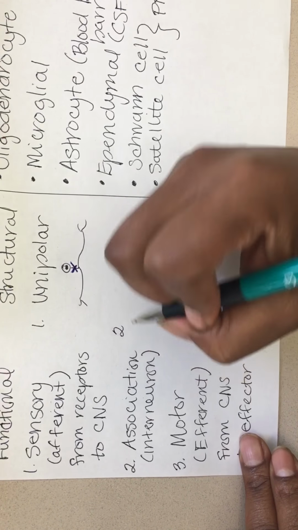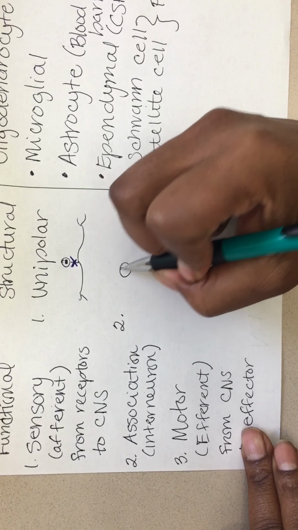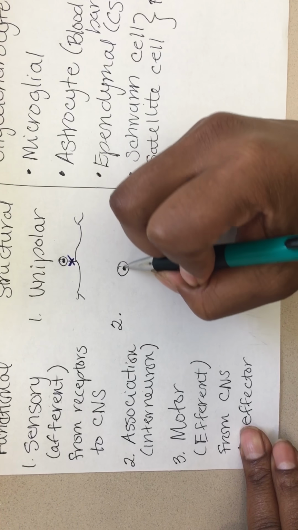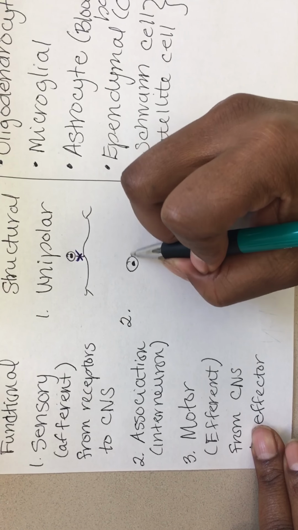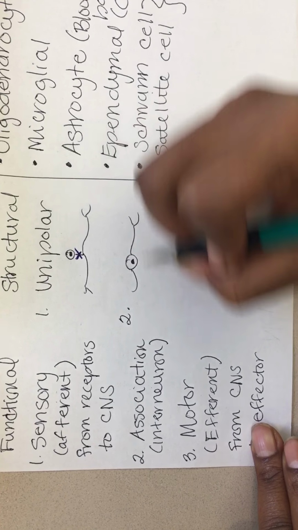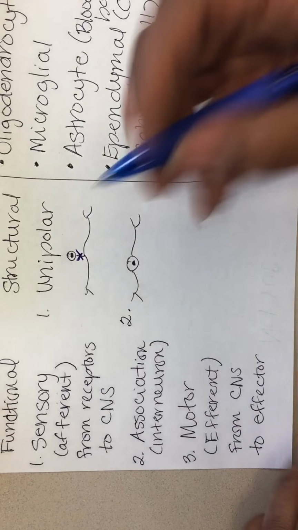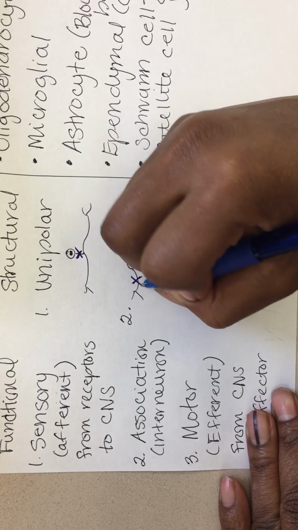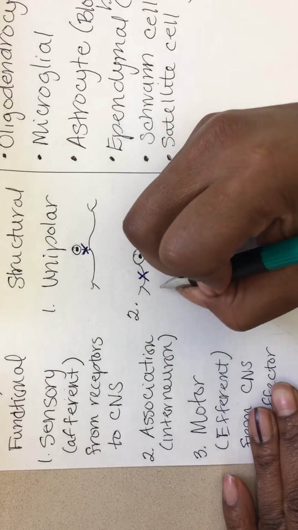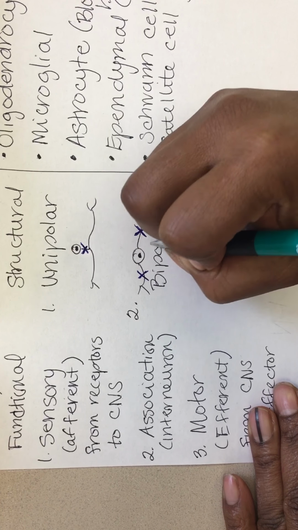The second structural classification is going to be bipolar. So from the nerve cell body, that area of the neuron that contains the nucleus, there's going to be two branches. I'm going to put X's on where we have the two branches. There's one and there's two. And this is called a bipolar neuron.